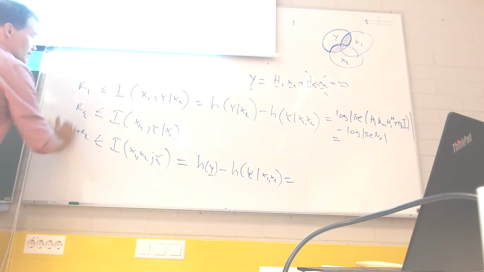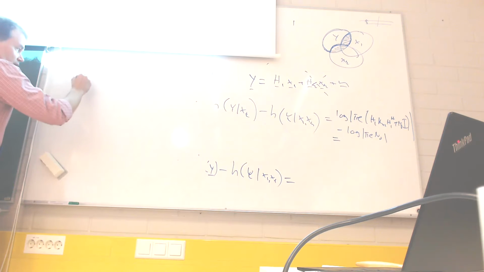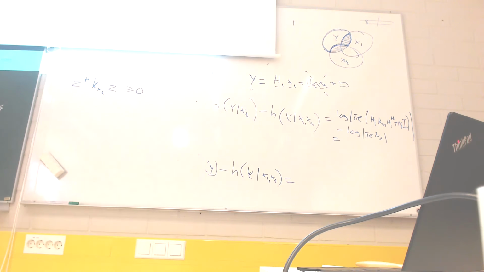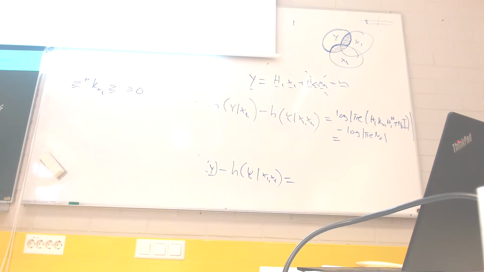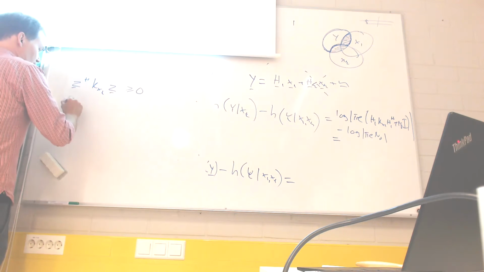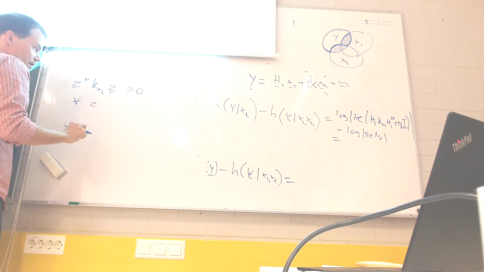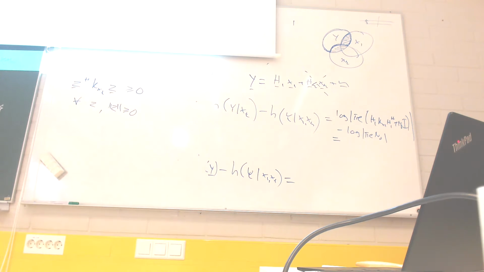What is positive semi-definite? You can write it like this: for any vector, it's just a random vector z, the product z Hermitian times Kx times z is non-negative for all non-zero vectors.